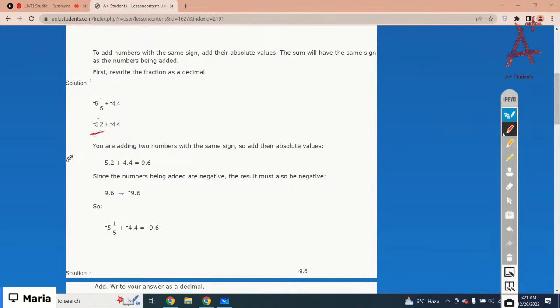It would be then negative 5.2, and you already have negative 4.4, so you just have to add them. It would be then 9.6. Got it? Both the numbers are negative, so the answer must have a negative sign. It would be negative 9.6.